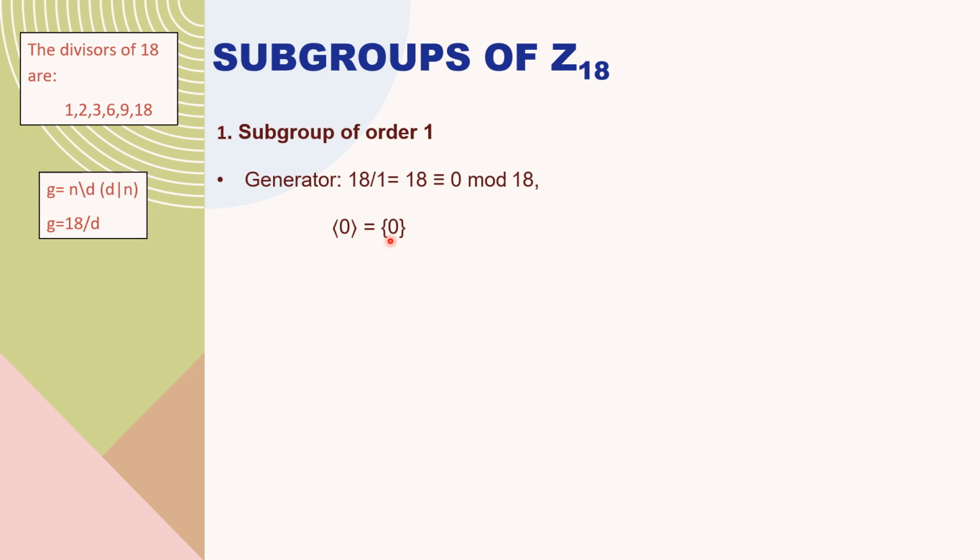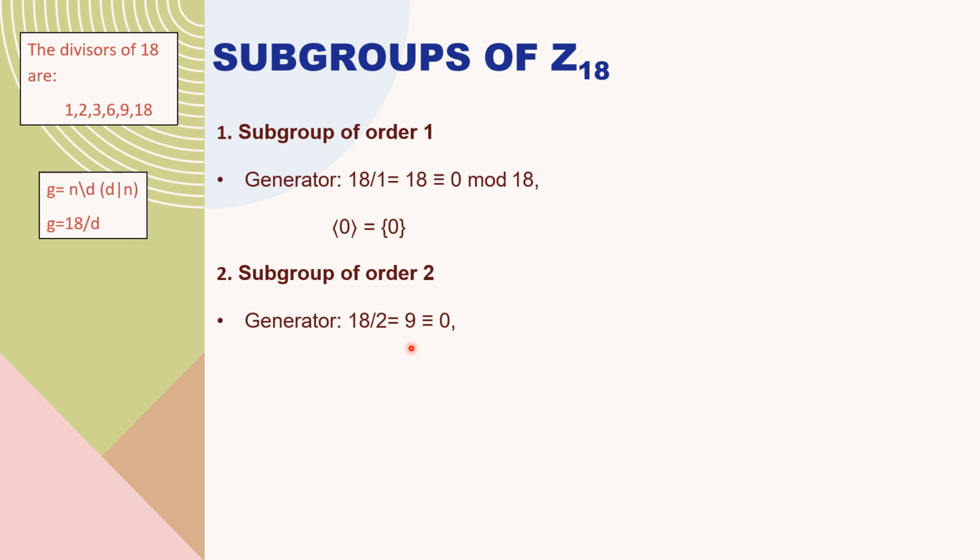We apply the same method to the second one. For the second one, the order is 2. This is D, right? So the order of the second subgroup is 2. Again, generator is 18 by 2, which is equal to 9. 9 is assigned to itself, right? 9 exists in Z18. So 9 is the next generator. 9 generates the next subgroup.